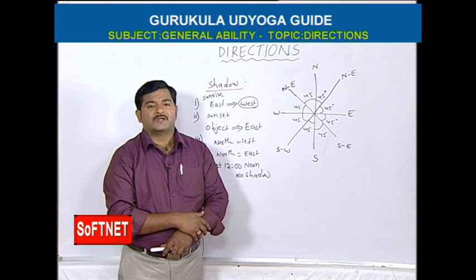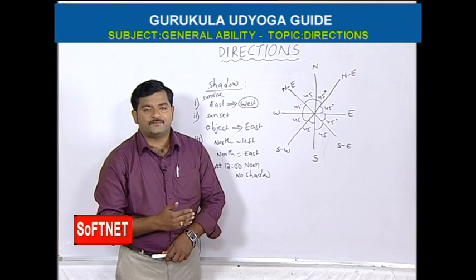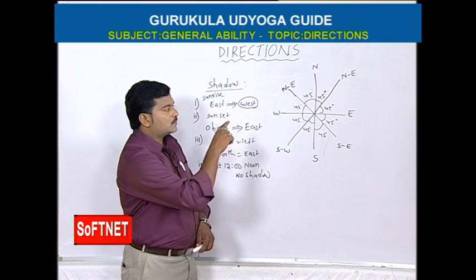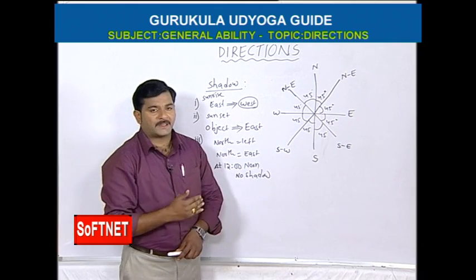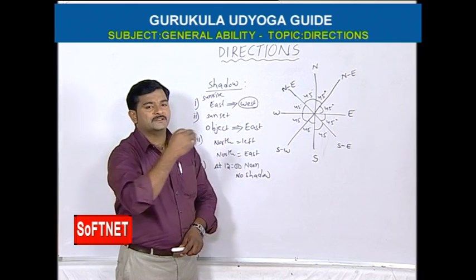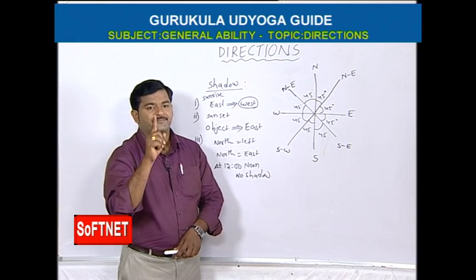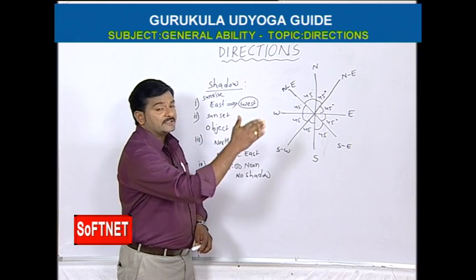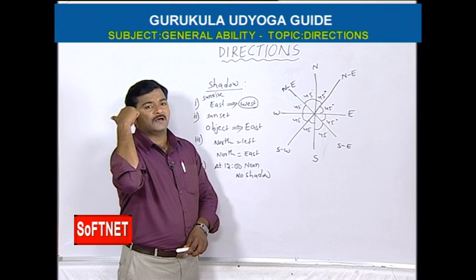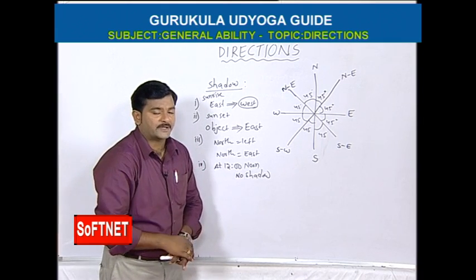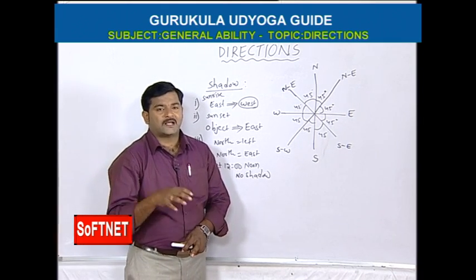Point number 1, at the time of sunrise, if the person is facing towards east direction, then his shadow will always be towards west direction. That is the first point. So when he faces east in the morning time, the shadow will always be towards his west. That is the first point.